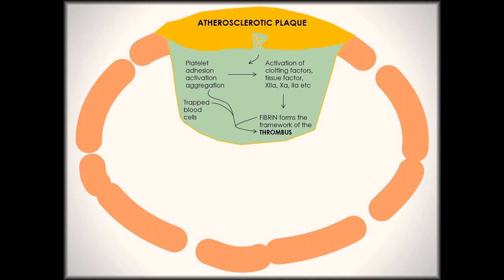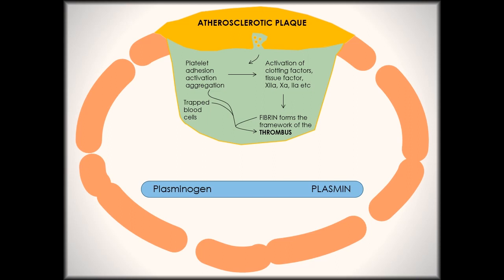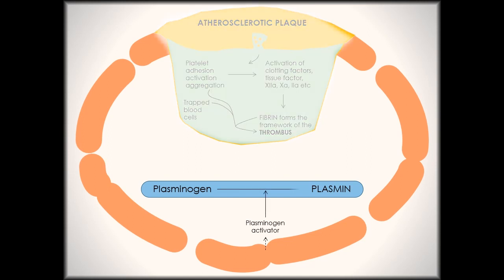Luckily, our own body has its own mechanism to counter this formation of intravascular thrombosis. There is plasminogen present in the blood vessels. When the rupture occurs, besides activating platelets and all the clotting factors, the endothelial cells will also release something called the plasminogen activator. Plasminogen activator will, as the name suggests, activate plasminogen into plasmin.